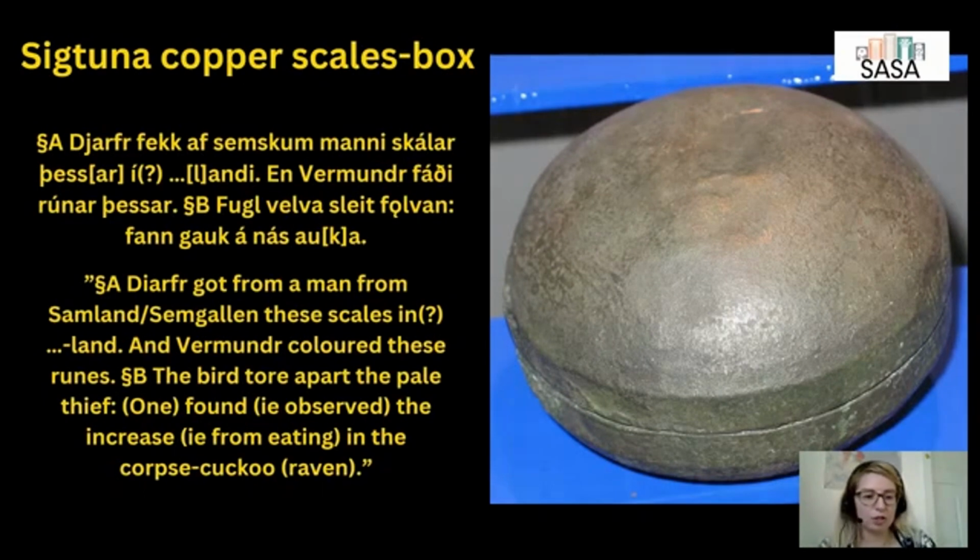And usually you can find these curses on rune stones. However, there are also some interesting objects that are not rune stones, such as this copper scales box from Sigtuna, again in Sweden. Sigtuna, because it was a very important commercial center, Sigtuna and Birka before it. So the box was used probably by a merchant to keep a small pair of scales for weighing silver and gold. Actually, similar scales have been found in Birka as well, more than 100 in fact.